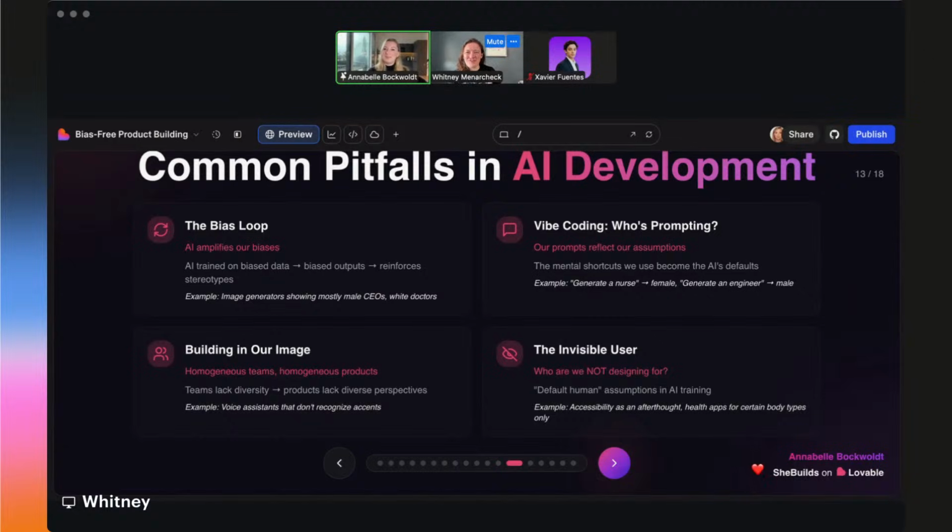And for those new to Lovable, that's your first tip on how great screenshots are. Yeah, exactly. I use it a lot.